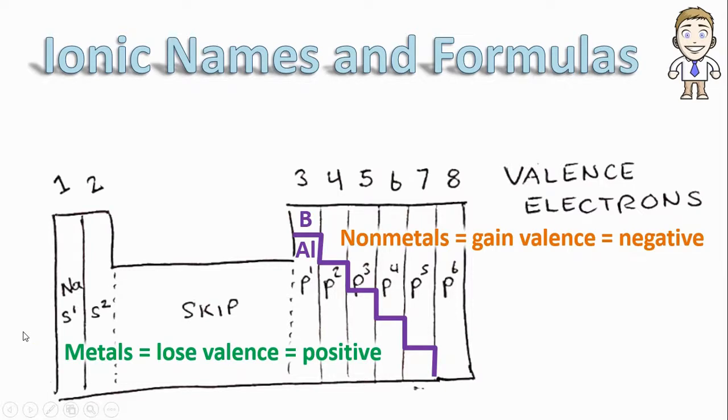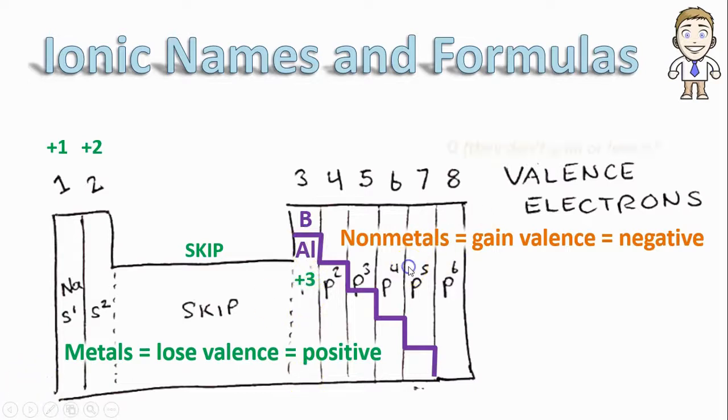So, if you need to know the charge of an atom that lies in this first column, because it has one valence, it will lose that one valence and become +1. Or in the second column with two valence, it'll lose those two valence, becoming +2. We still skip over the transition metals for now. Jumping over to aluminum with 3 valence, it will lose those 3 valence, becoming +3.